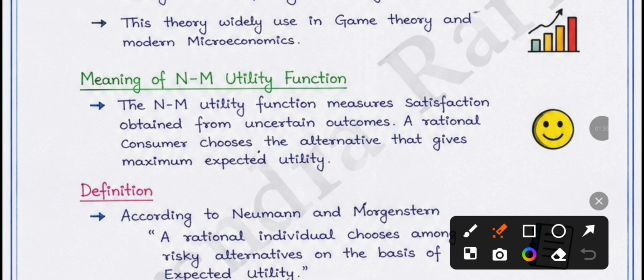Let's study the meaning of the NM utility function. The NM utility function measures the satisfaction a person expects from uncertain outcomes. A rational consumer will always choose the alternative that provides the highest expected utility. In simple words, people do not only think about how much money they can get, they also consider the chances of getting that outcome and the satisfaction they will receive.